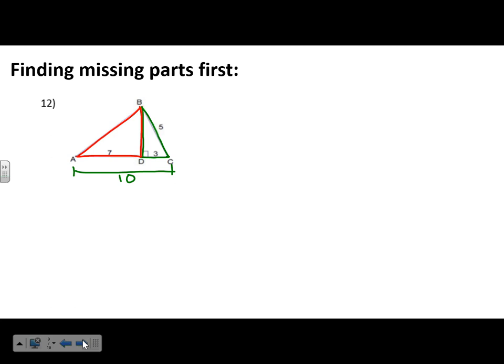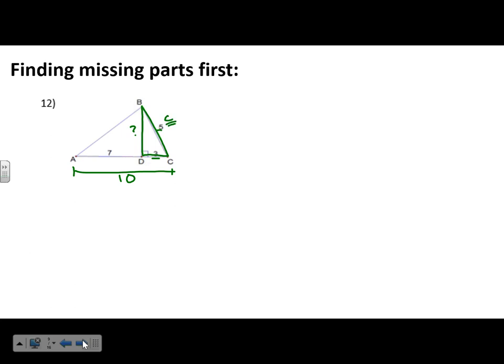So if you want to use the red triangle, you can. The problem is I don't know what this side is, and I don't know what this side is. So we have 2 variables, and we can't solve for 2 variables. So if we look over at the green triangle, the one on the right-hand side, then we know 5, we know 3. The only thing we don't know is this side, and so we can solve for that since we only have 1 variable. Just keep in mind that your 5 is your longest side.